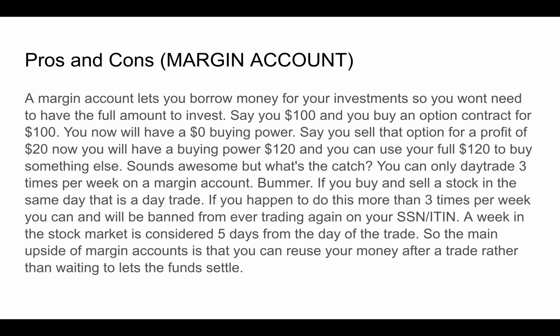A margin account allows you to reuse your money. So say you have $100 and you buy a contract for $100. Your buying power will be $0, but once you go to sell that option, say for a $20 profit, you will now have $120 buying power that you can reuse to buy either stocks, options, crypto, whatever you want to buy, any commodity. So that sounds awesome, right?